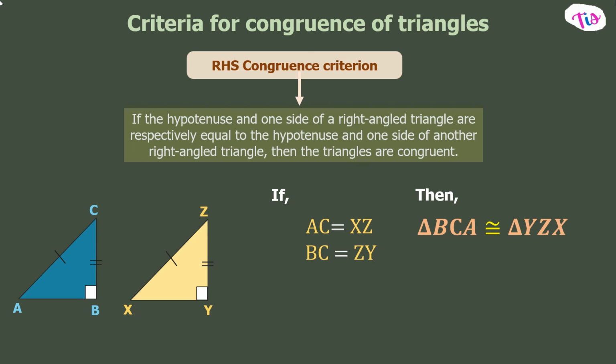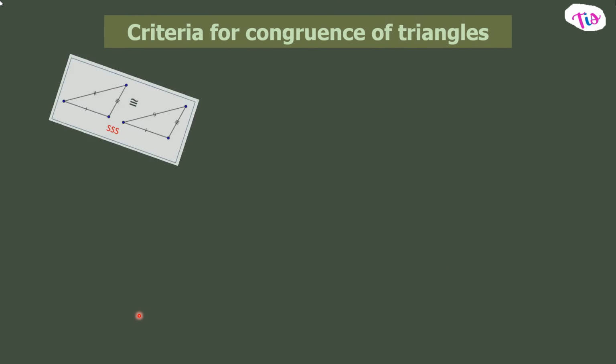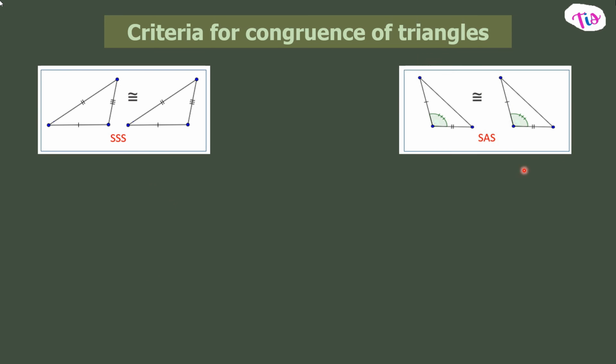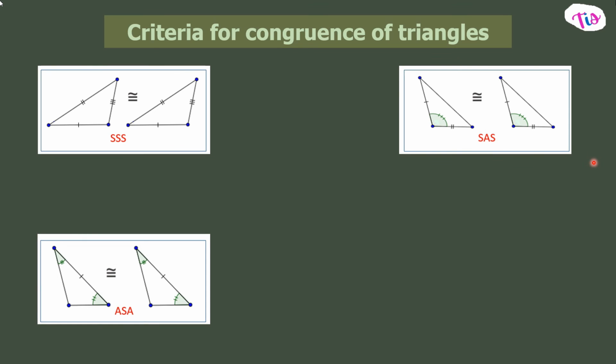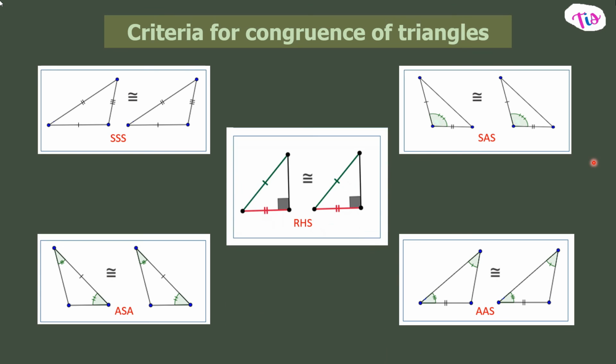So we have discussed all the 5 congruence criteria, and we have come to the end of this video. Let's quickly summarize all the congruence criteria that we have discussed so far. The first congruence criteria is SSS congruence criteria, that is side side side. Second is SAS, side angle side. Third one is ASA, angle side angle, and fourth one was AAS, angle and non-included side, and the last one that we discussed was RHS, right angle hypotenuse side congruence criteria. So these were all 5 congruence criteria that we discussed in today's class.